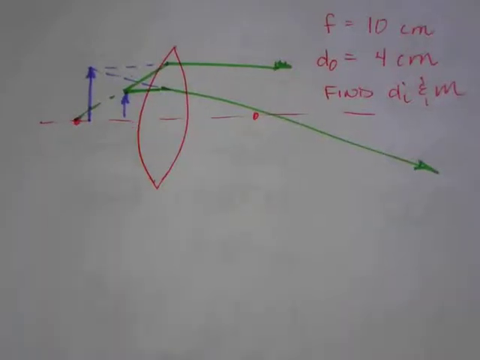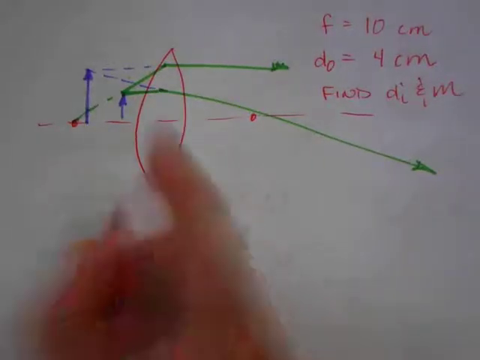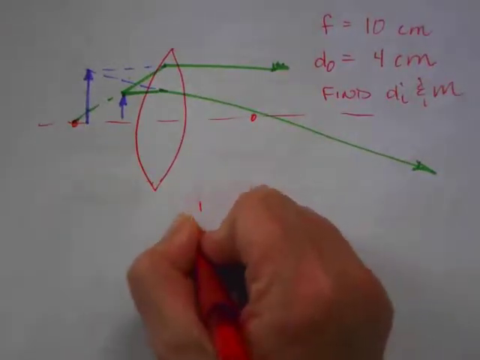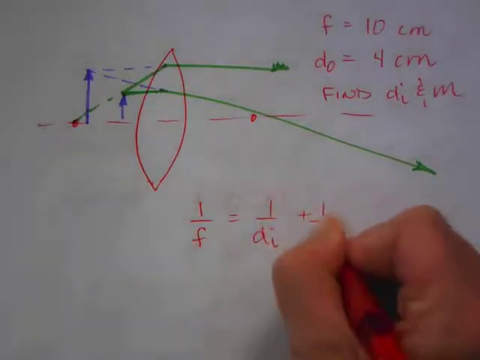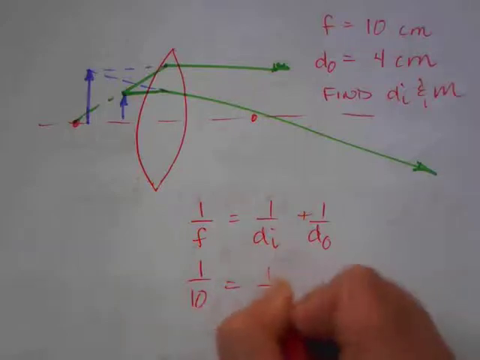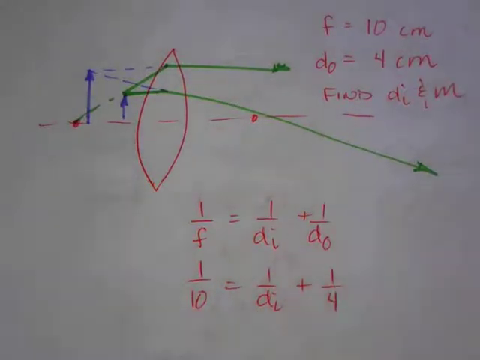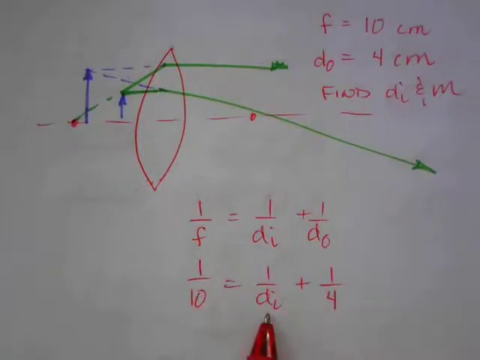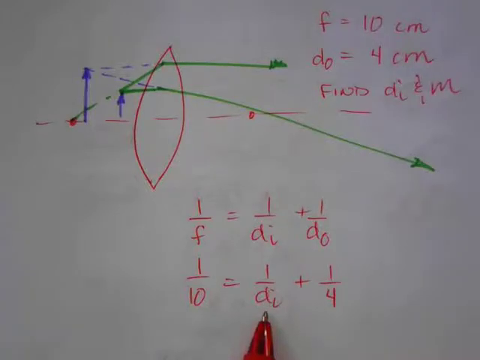All right. So be able to draw the diagram and also be able to solve for it. The only tricky thing here, guys, the equations are going to be given. So 1 over F equals 1 over DI plus 1 over DO. So you'd put in 1 over 10 equals 1 over DI plus 1 over 4. You will get a negative answer for that, which is right, because virtual images are negative. So that's the only tricky thing that you may want to review is the whole positive negative.